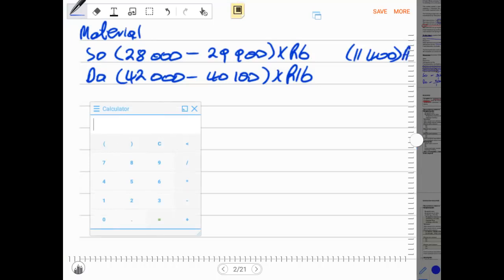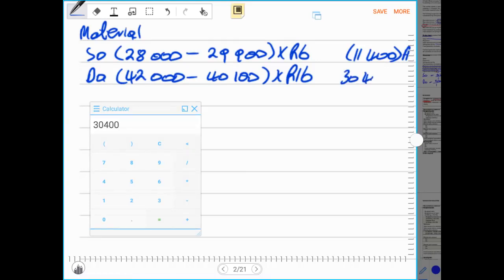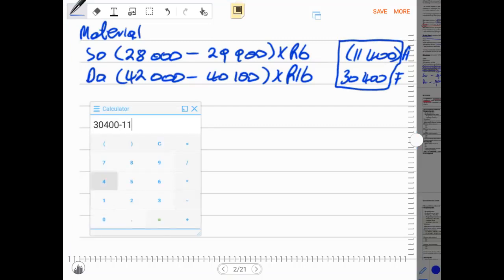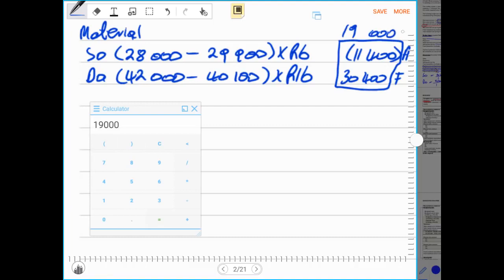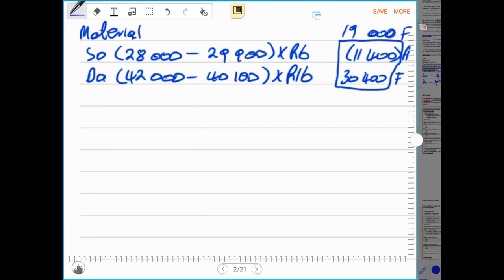meaning unfavorable. Then after our 42,000 minus 40,100 and times this by 16, it gives me 30,400 as a favorable variance. Therefore, now I can calculate the total of the 2 variances. Then minus 11,400, then the total will be 19,000 as a favorable variance. The net will be favorable because the bigger variance, which is 30,400, is favorable. So the net of the 2 will be favorable. This was material mix.